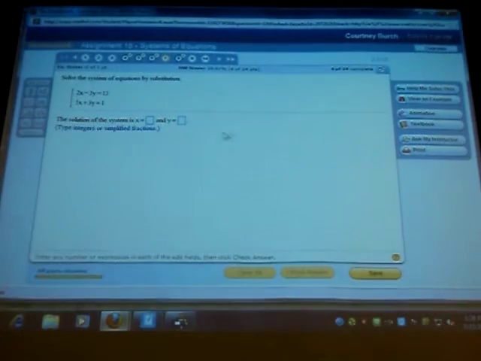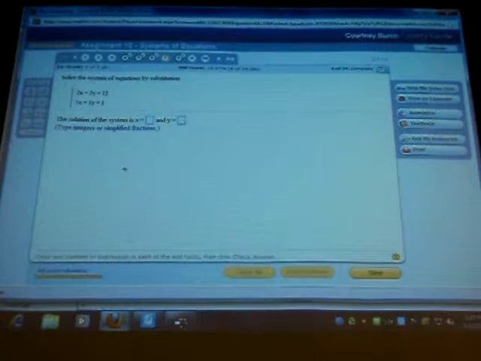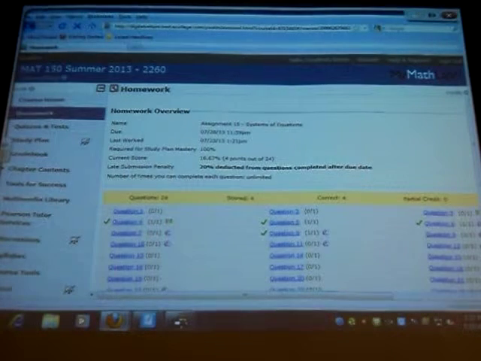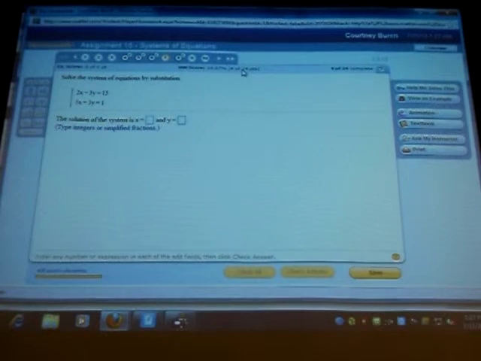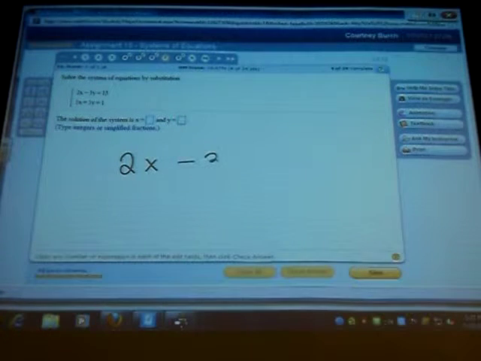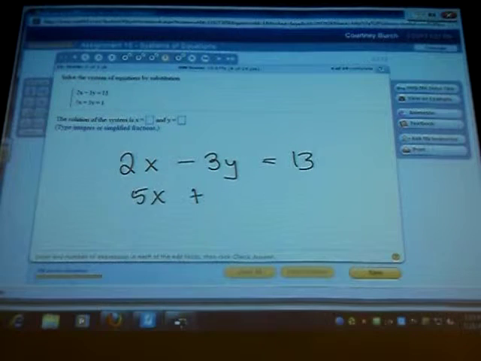Okay, let's look at number 7. Now what do I see on number 7 if I'm looking at that from a different perspective? If I try to do substitution, I would get fractions. But I'm not going to do substitution because I don't want to. So what jumps out at me here? 2x minus 3y equals 13. 5x plus 3y equals 1.